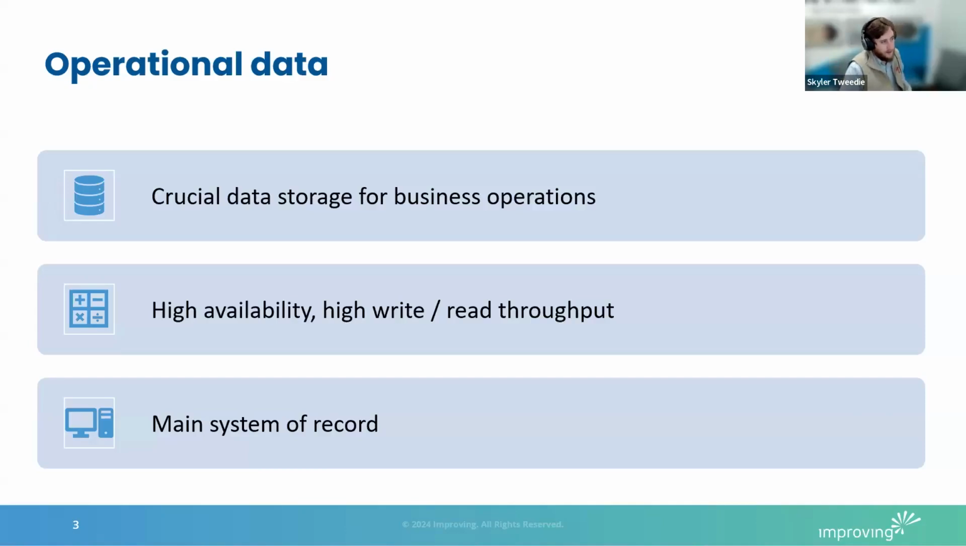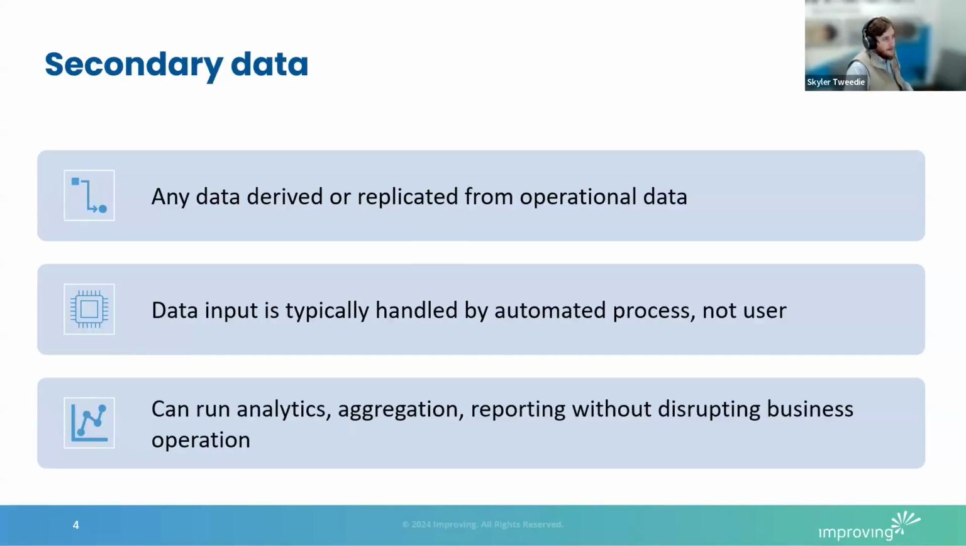It's the main system of record, and there are requirements of high availability and high read and write throughput, so you're not losing any data. And it's going to be something that is central to your operation, depending on what your business is. Whereas secondary data is any data derived or replicated from operational data. Now, that means that if I write something to my system of record and then I read it to some other data source, that data source can now analyze that, transform it, do whatever it needs to without affecting the operational arm of the business.